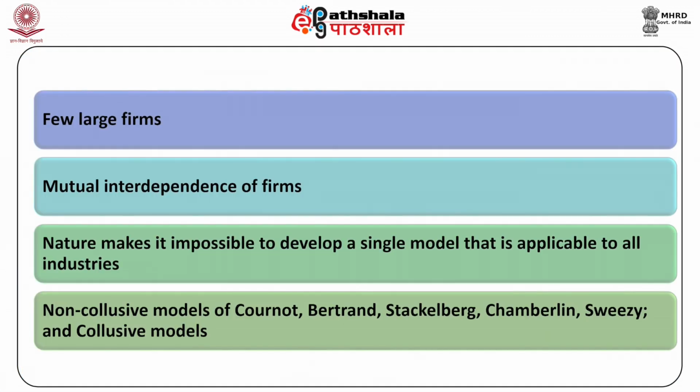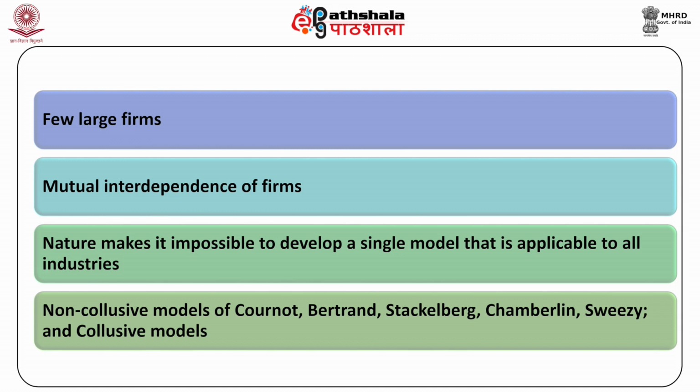Oligopoly. Now, oligopoly is an industry structure characterized by a few large firms producing most or all of the output of some product. Examples include automobiles, steel, electrical equipment industries, etc. Now, the characteristic of oligopoly that distinguishes it from the other market structures is the mutual interdependence of firms in the industry.